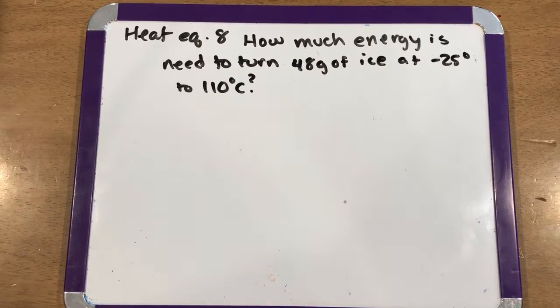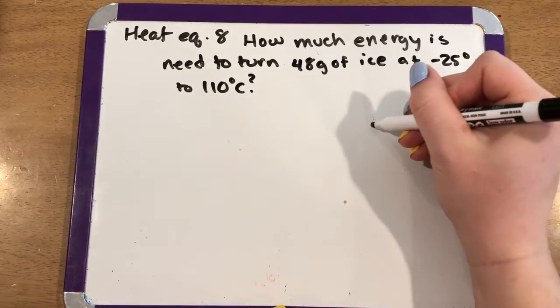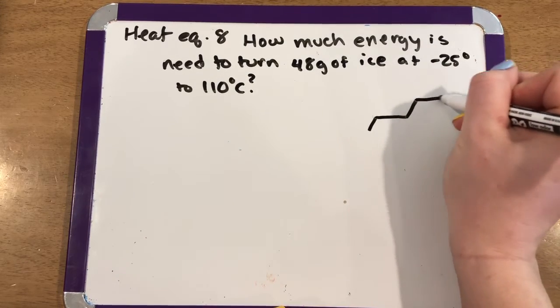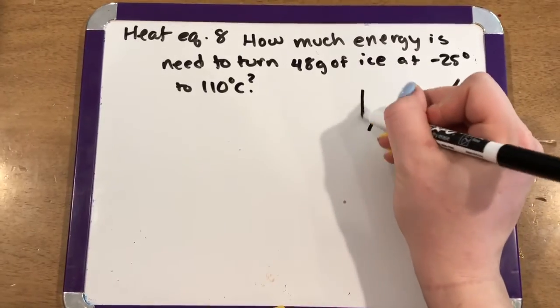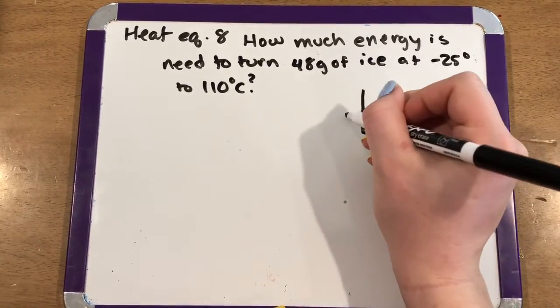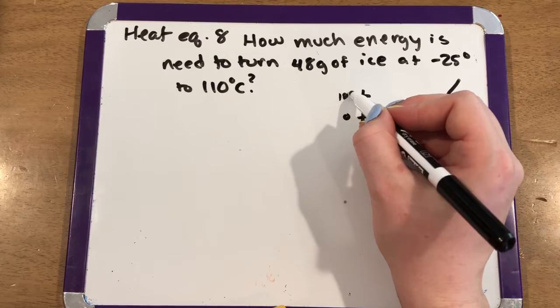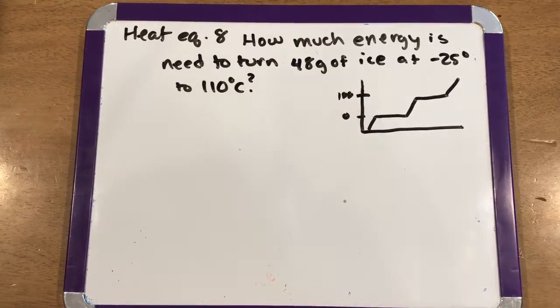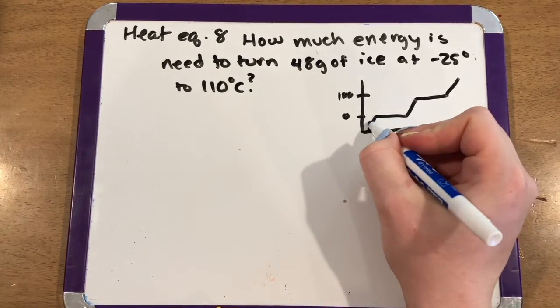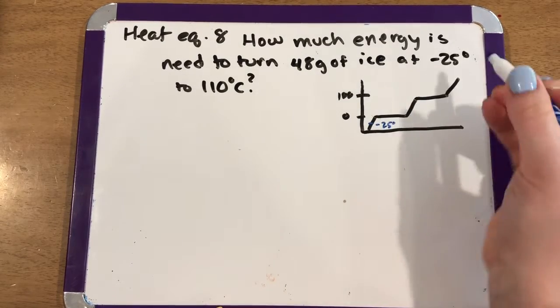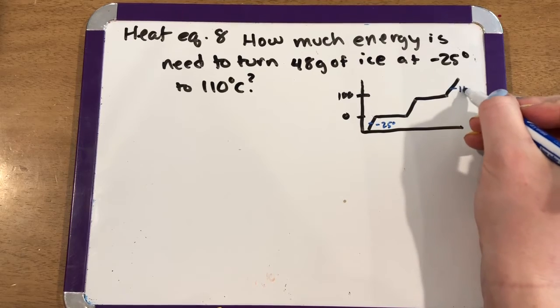Okay, now going on to question 8. How much energy is needed to turn 48 grams of ice at negative 25 degrees to 110 degrees Celsius? So again, let us write out our graph up here. And we're starting at negative 25 and we're going up to 110.